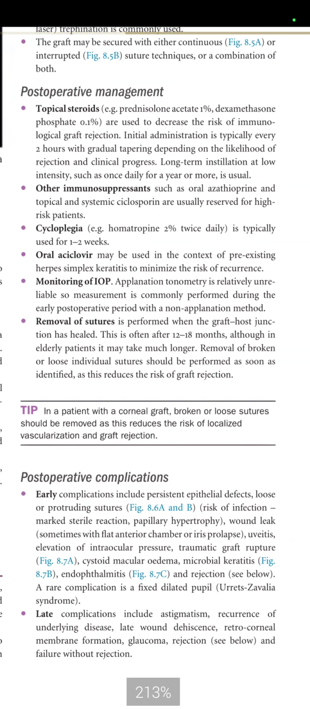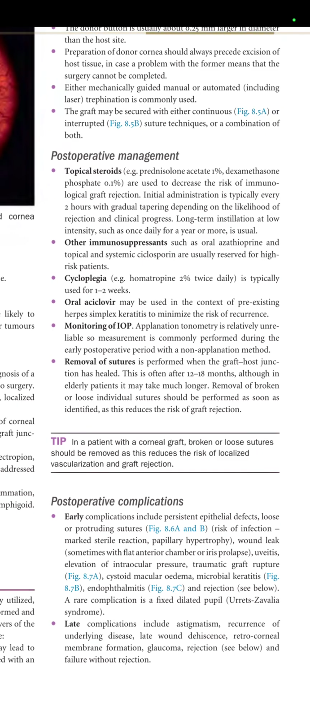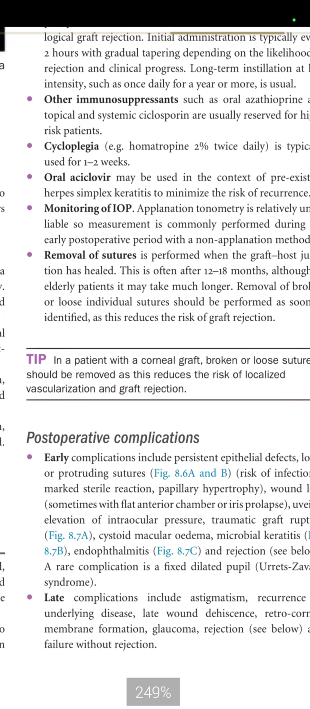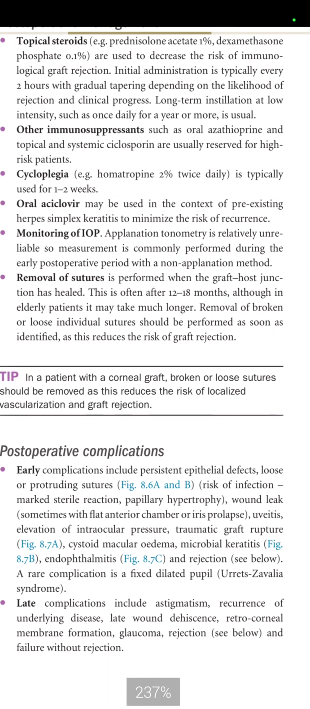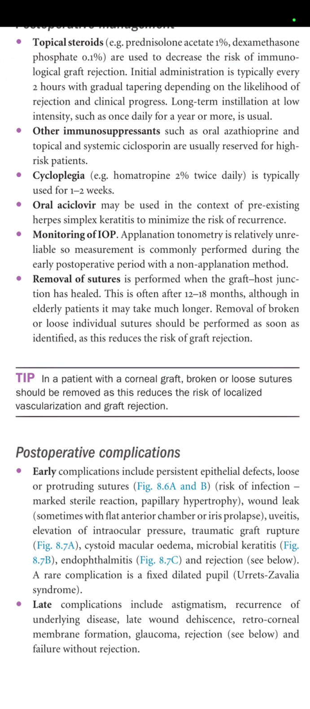Post-operative complications. So a person has had a penetrating keratoplasty, but there are going to be post-operative complications that can happen. There are early complications and late complications. Early complications include persistent epithelial defect, loose or protruding sutures, risk of infection, marked sterile reaction, and papillary hypertrophy.